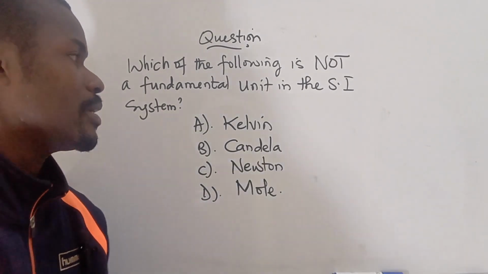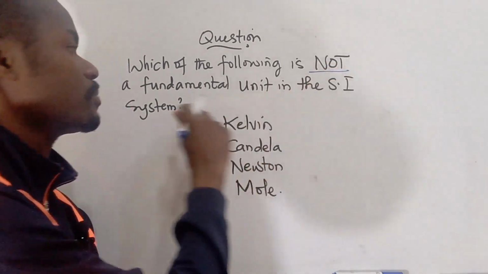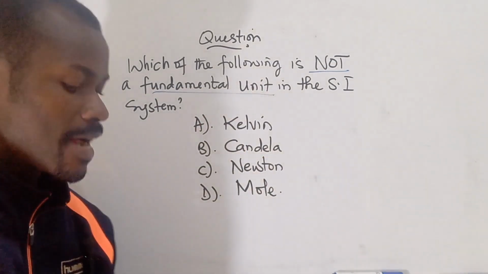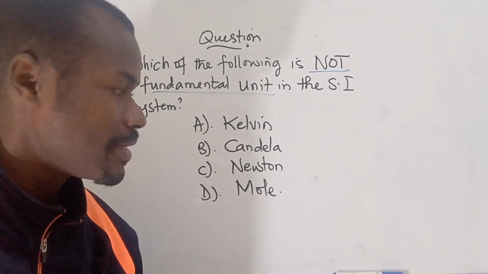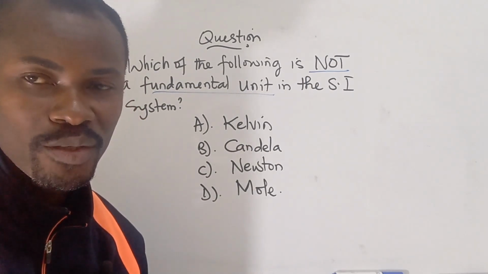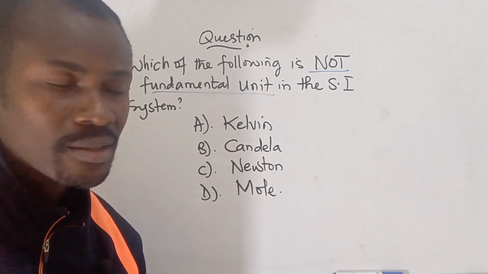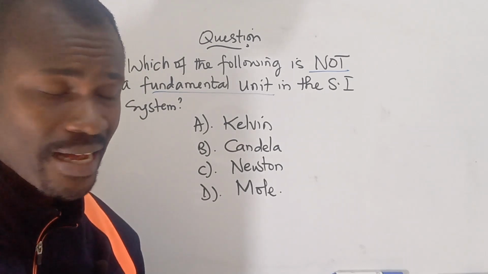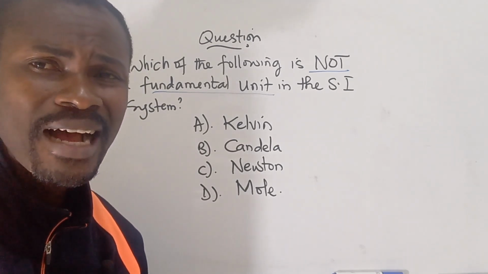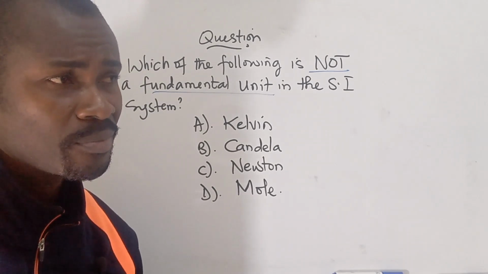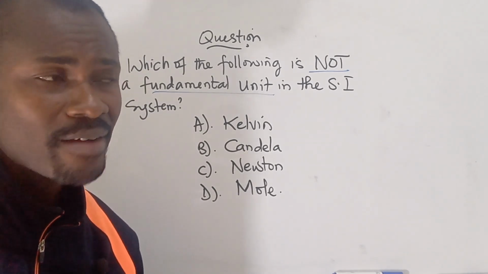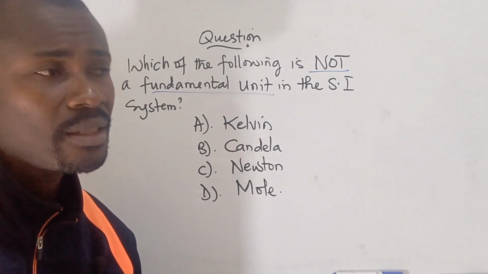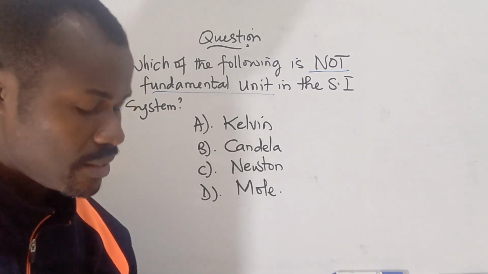For question number 2, the question reads, which of the following is not a fundamental unit in the SI system? Like I said earlier, we have 7 basic fundamental quantities and units, of which the 3 most important are length, mass, and time. Then we still have the others: temperature, amount of substance, electric current, and luminous intensity.